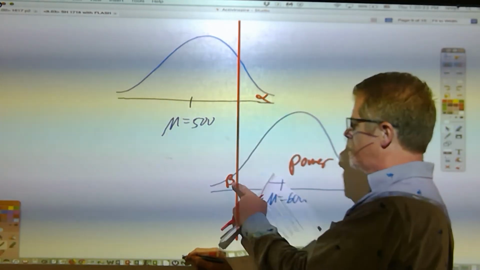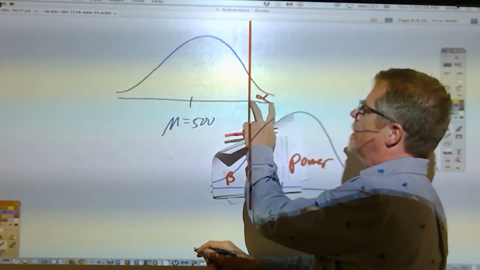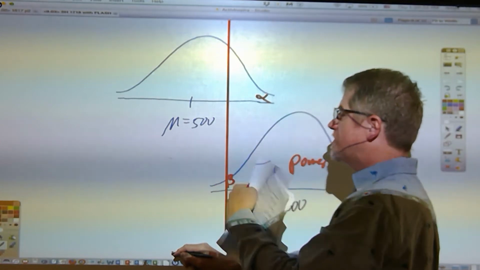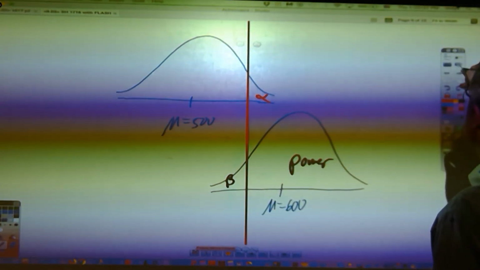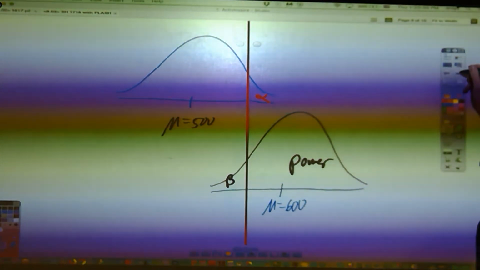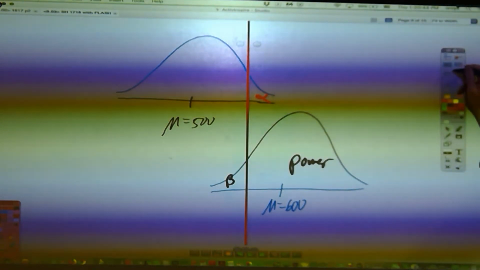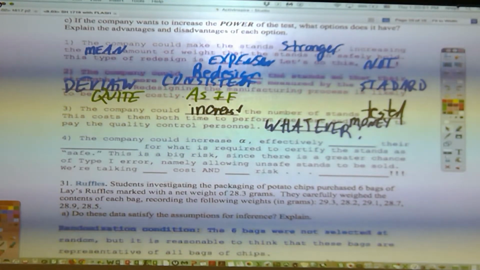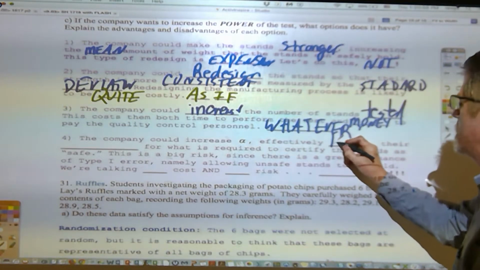Notice how when alpha gets bigger, power gets bigger? We can say, instead of setting alpha at 0.05, let's set alpha at 0.10 or 0.15, which amounts to lowering our standards. Let's increase the probability of accepting and certifying unsafe TV sets. And that's option 4. The company could increase alpha, effectively lowering their standards.